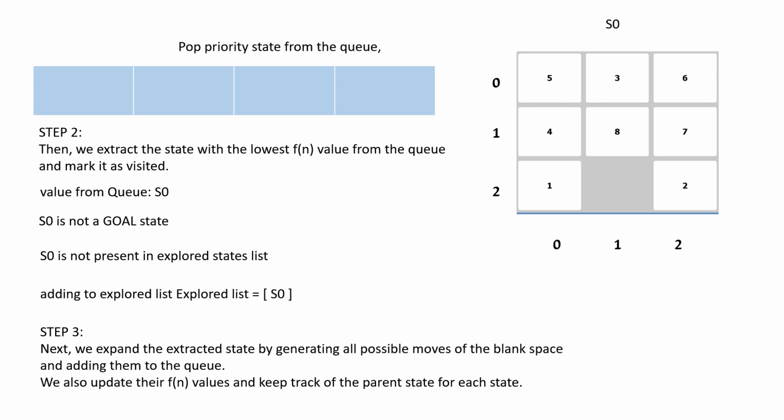Then, we extract the state with the lowest f(n) value from the queue and mark it as visited. Next, we expand the extracted state by generating all possible moves of the blank space and adding them to the queue. We also update their f(n) values and keep track of the parent state for each state.